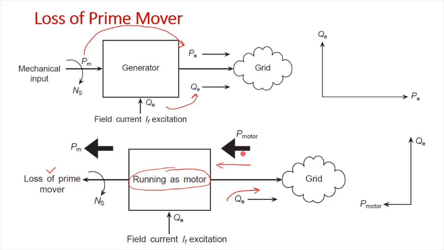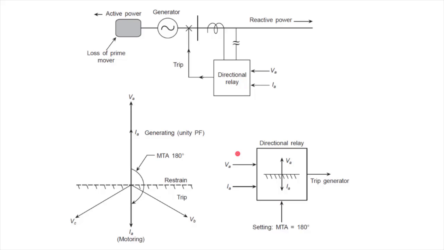So if we put one directional relay which can detect the change in the current, then we can detect the loss of prime mover very well. Here it is: the loss of prime mover happens, and we have connected a directional relay to detect it. This is the prime mover connected to the generator, and the generator is supplying power to the grid. In this case your MTA should be 180 degrees.